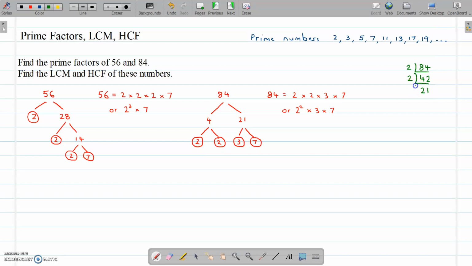Now again, look at it. Can I divide it by 2 again? No, because it's now an odd number, but I can divide by 3. So I take the next prime number and try that. 3 into 21 goes 7. Can I divide by the next prime number, 5? No. Can I divide by 7? Yes, of course, because 7 into 7 goes 1. And there are my prime factors, 2 times 2 times 3 times 7, just as I got here. So it's an alternative method. I think most people tend to follow this method with the factor trees.